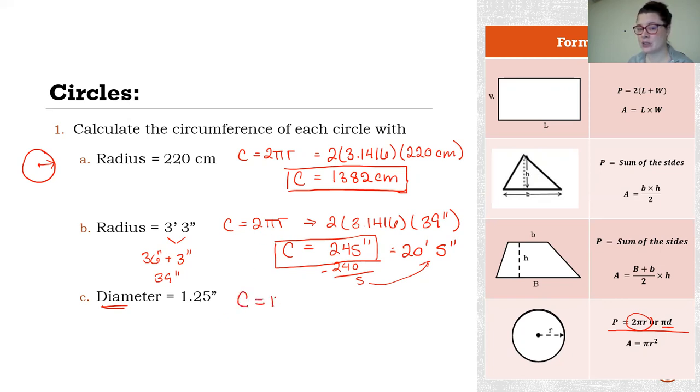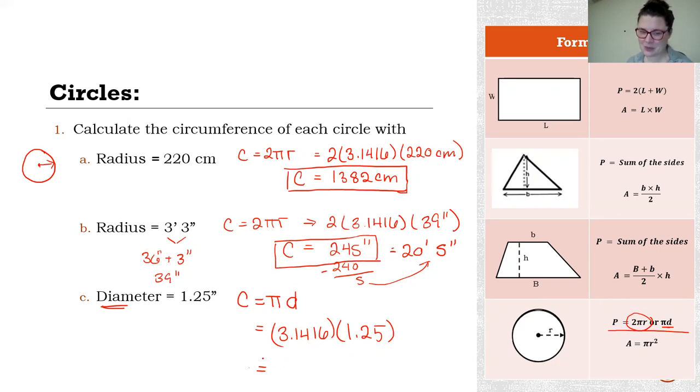So circumference is pi d, which is equal to 3.1416 times our diameter of 1.25. This time we have decimals, so we will keep decimals for our answer. You'll notice the other ones were whole inches, that's why I kept it the same. This one we have 2 decimal places, so it would probably be wise to keep our answer in 2 decimal places as well. At least 1 decimal place, we'll say that.